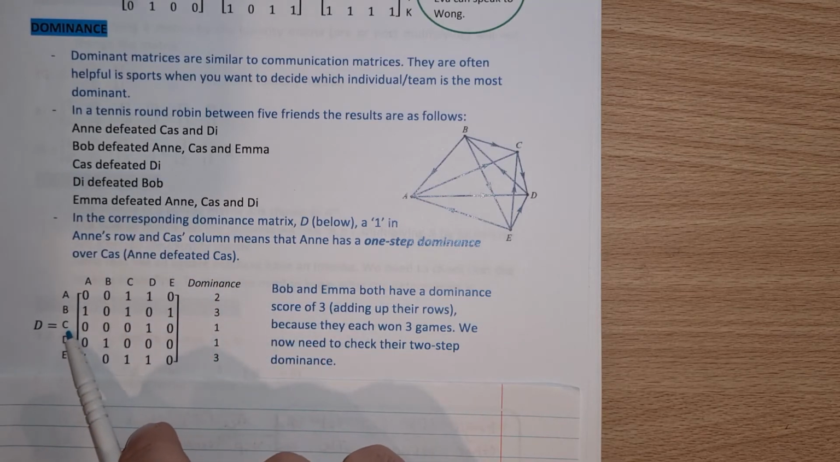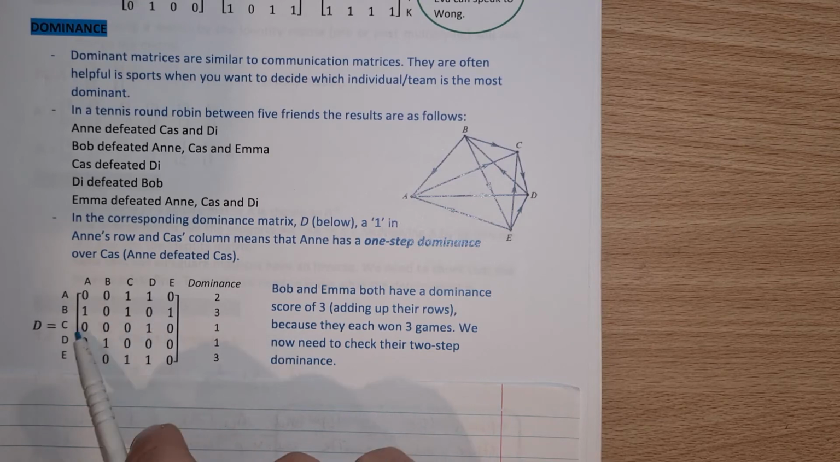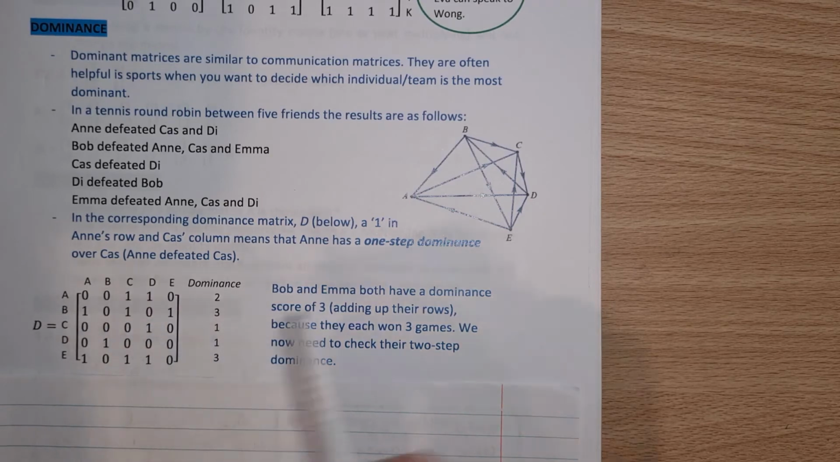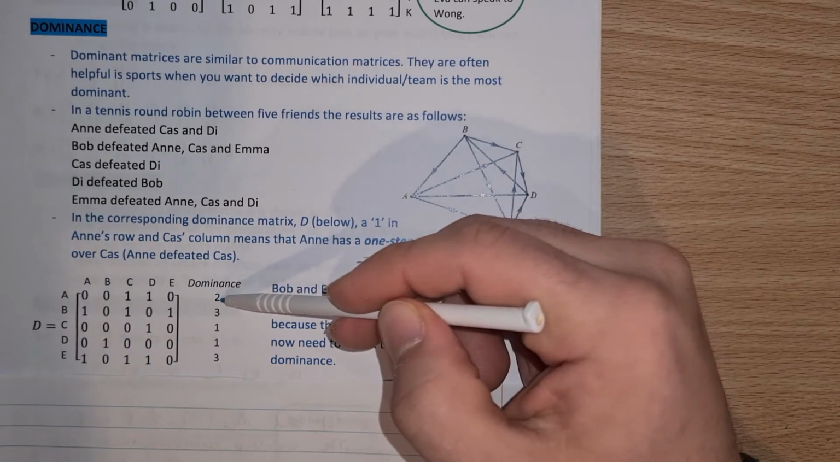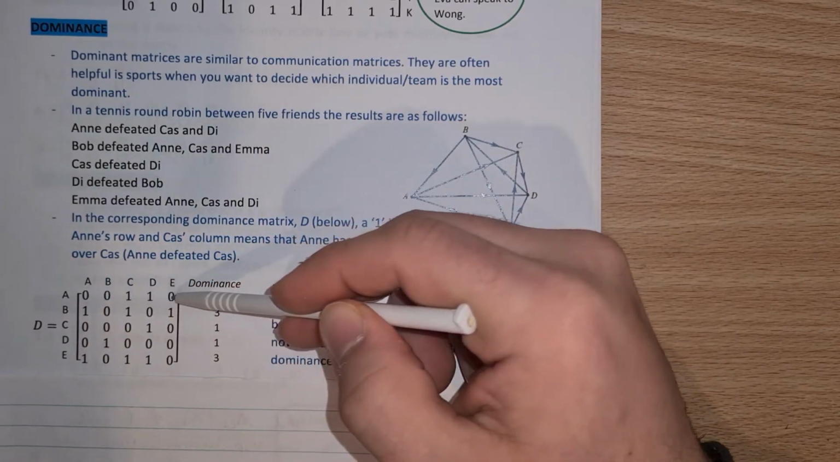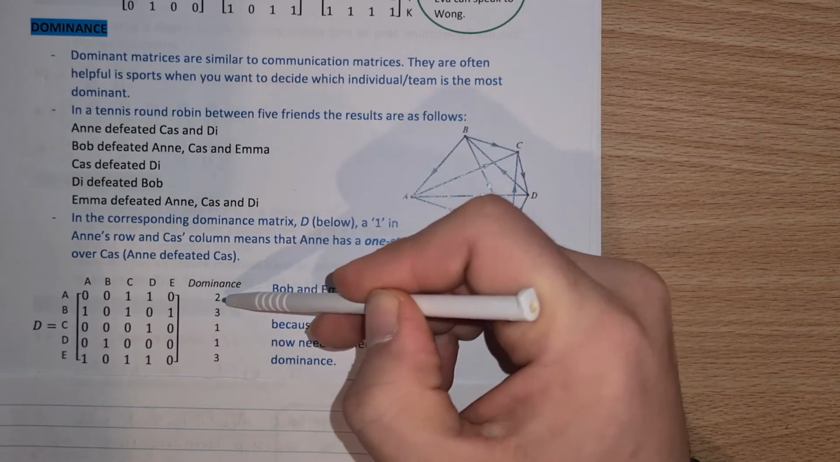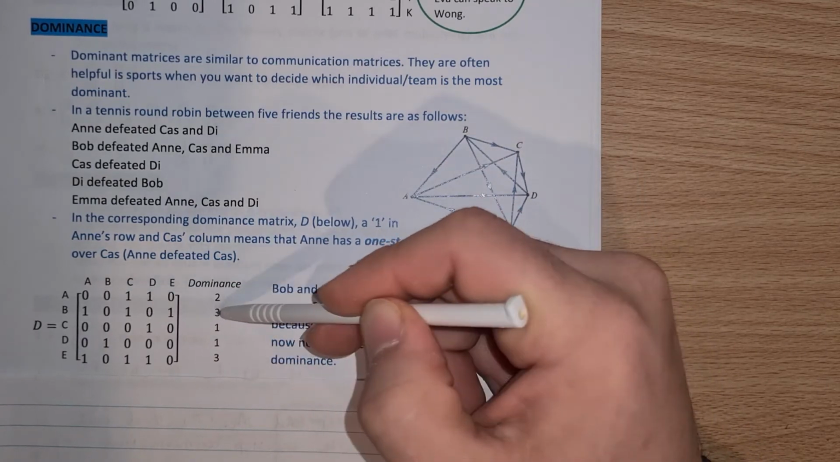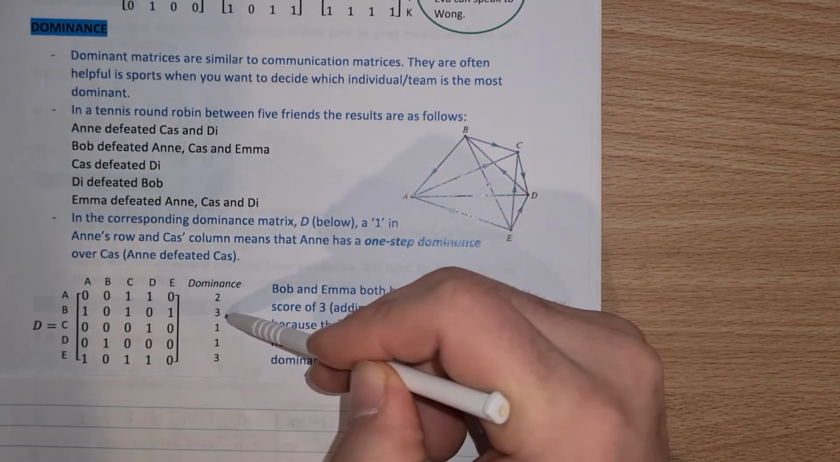Another example being Cass defeated only D. So Cass has only got a 1 in the D column, so Cass has only got a dominance over D. And this dominance column here is just the sum of how many dominances each person has. So Anne won 2 games, she's got 2 dominances. Bob won 3 games, he's got 3 dominances, and so on.